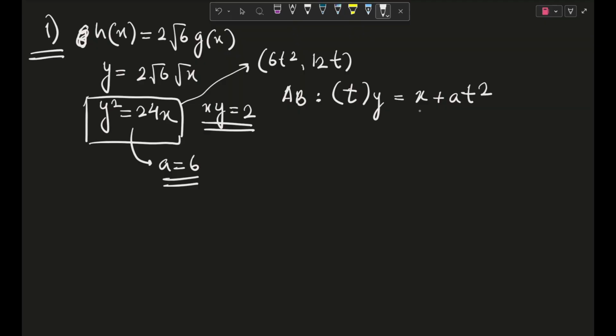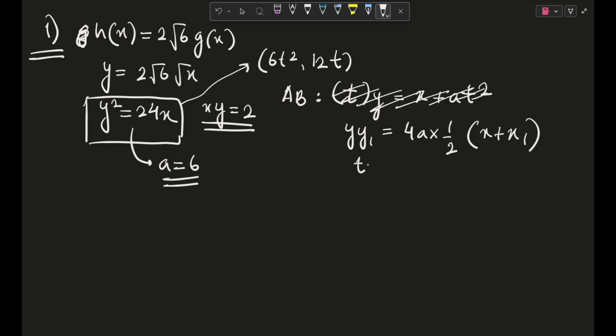Or wait, just a minute. Okay guys, I actually by mistake wrote out the parametric equation. It's not like that. Here the equation will be, I'm sorry, yy1 equals 4a into half times x plus x1. Okay, because it's not a standard equation. Like it will be ty equals x plus 6t². It's coming out to that only.